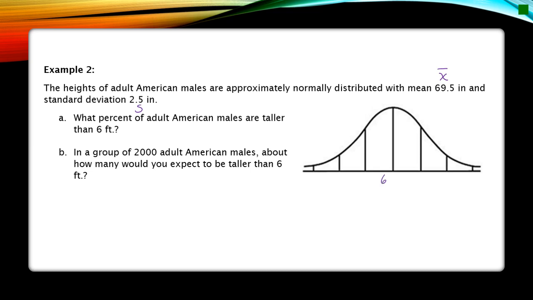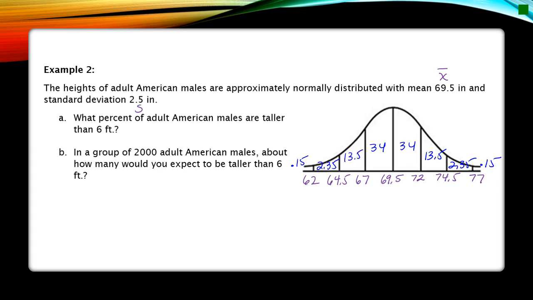So 69.5 is the mean, so that goes in the middle, and then we're going to add 2.5 going to the right. So my first standard deviation is 72, then 74.5, then 77. And then going to the left, I'm going to be subtracting 2.5. So that gives me 67, 64.5, and 62. Next, I'm going to label all my percentages. Okay, so now I'm ready to get started.